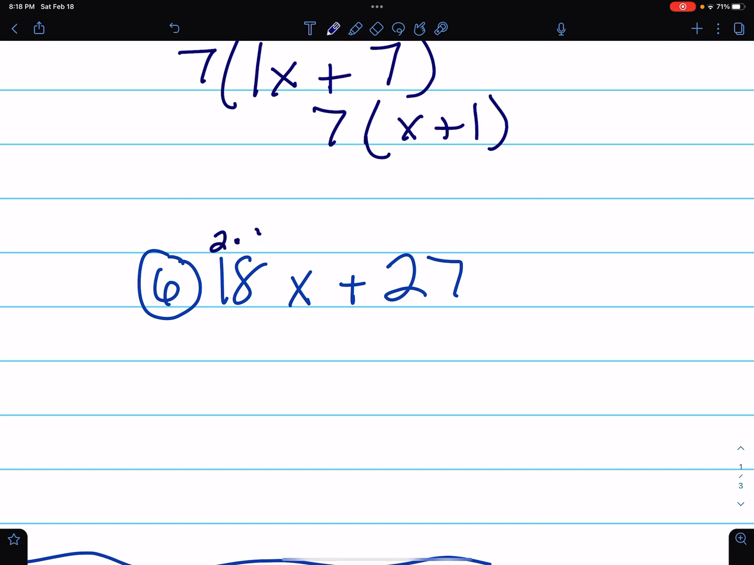I went with 2 and 9. I went with 3 and 6. This one went with 3 and 9. And I believe that's it. So the only number that these two had in common was the 9 and the 3. Which number do you want to go with? You want to go with the one that is bigger.